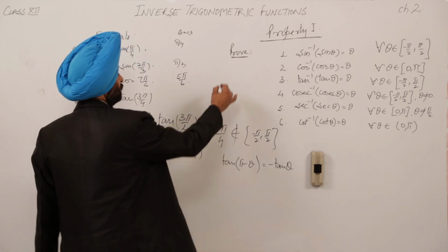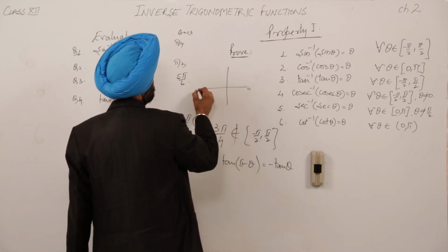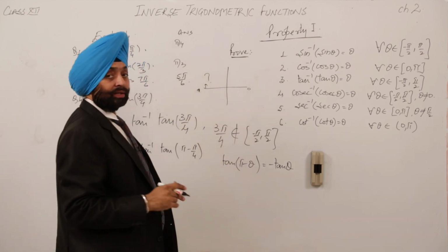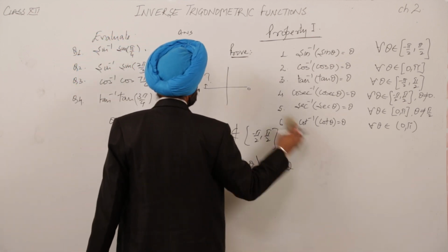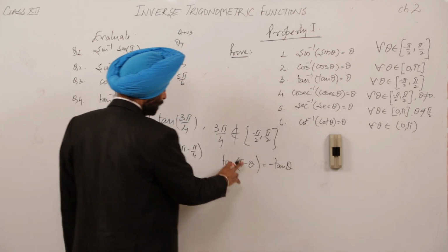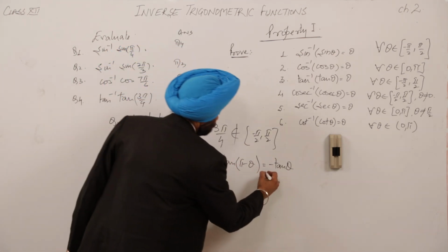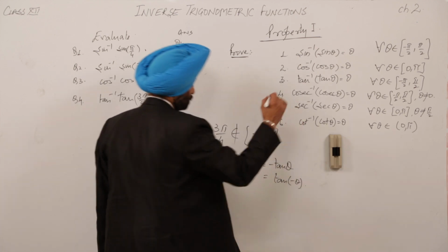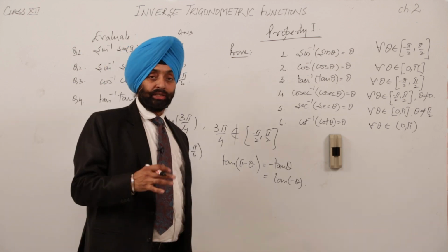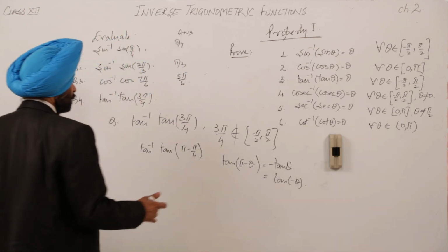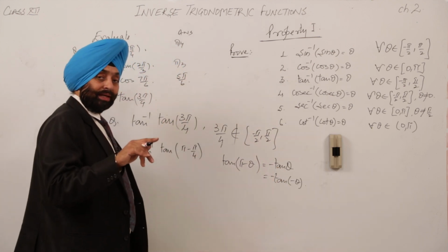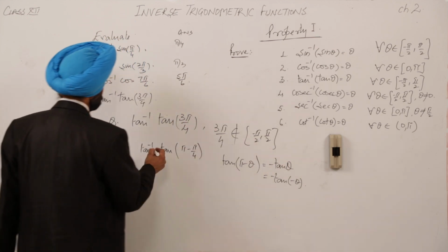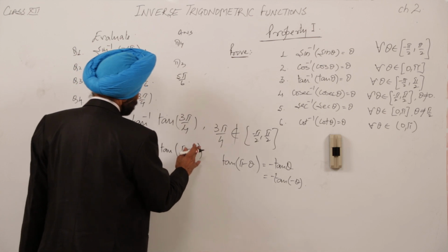Tan of pi minus theta: this is 0, here it is pi. So pi minus theta belongs to this quadrant, and here tan is negative. Okay, so tan of pi minus theta is minus tan theta, and for this part we can write tan of minus theta. You have already done that tan of minus x is equal to minus tan x. Only cos of minus x and sec of minus x are positive, they are even functions, and the rest are odd functions. So tan inverse tan of pi minus pi by 4.